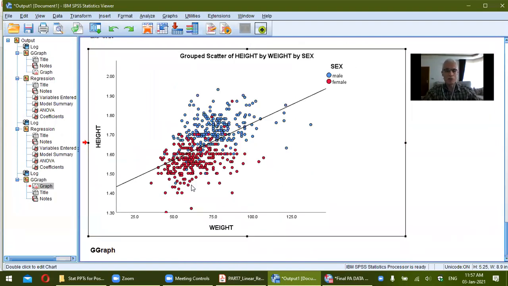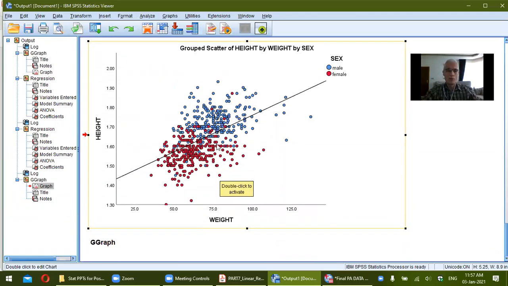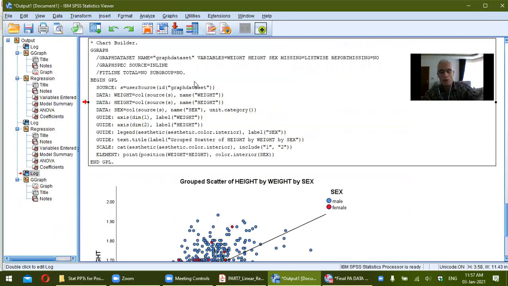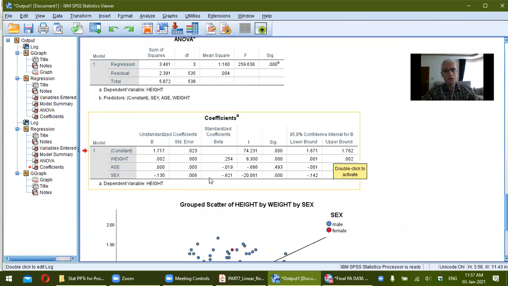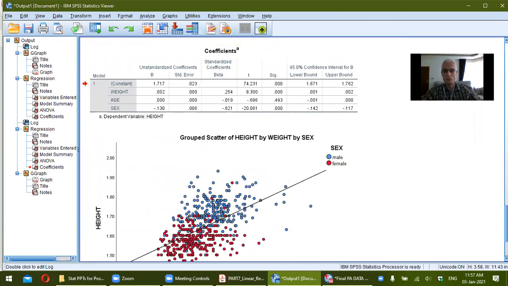Okay, now we have removed the equation because the equation is not correct, because it doesn't include male and female. Now we can see this. This gives us useful information because it shows the male and female, and also shows a relation between weight and height.